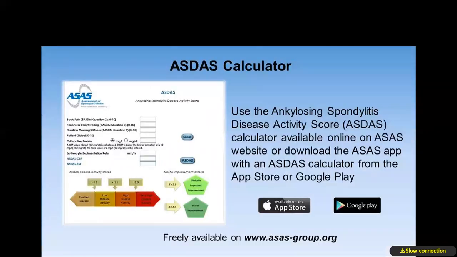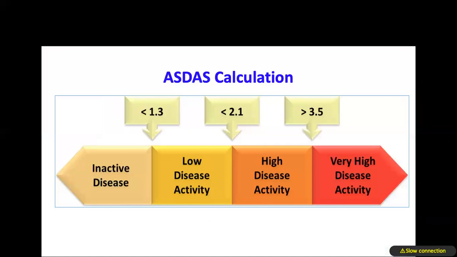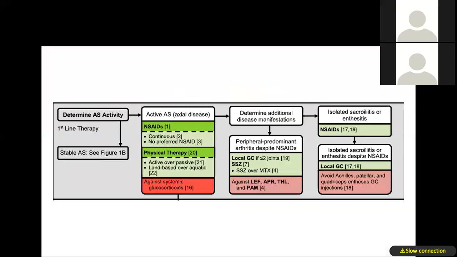Again, you need to assess disease activity, and you can download the app from the Google Play Store or the App Store, or you can get a web link. You classify patients into low disease activity, high disease activity, and very high disease activity. And then depending on how that is, you classify the patients and treat them.